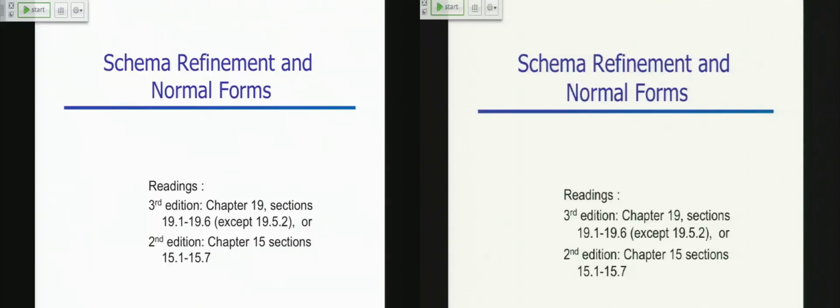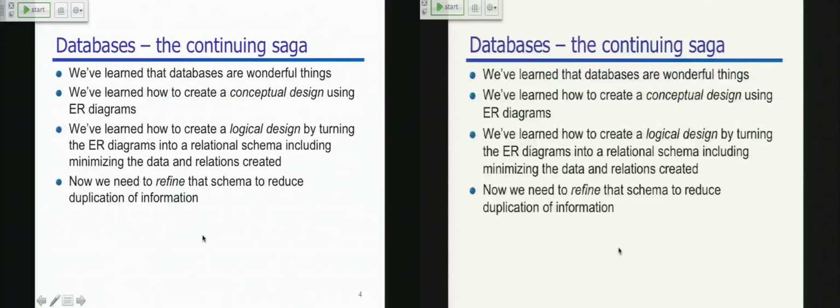Schema refinements and normal forms. This is covered in Chapter 19 of the textbook in the 3rd edition and in Chapter 15 of the 2nd edition. Okay, so on our continuing saga so far, we've learned that databases are wonderful. Hopefully you all agree with that by now. And we've learned how to create a conceptual design with ER diagrams. Then we looked at how we can take that ER diagram and come up with tables.